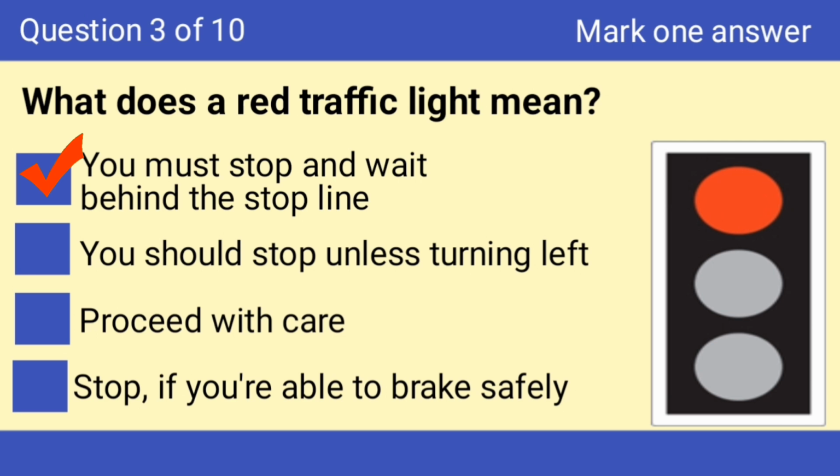The correct answer is you must stop and wait behind the stop line. Explanation. Whatever light is showing, you should know which light is going to appear next and be able to take appropriate action. For example, when amber is showing on its own, you'll know that red will appear next. This should give you ample time to anticipate and respond safely.